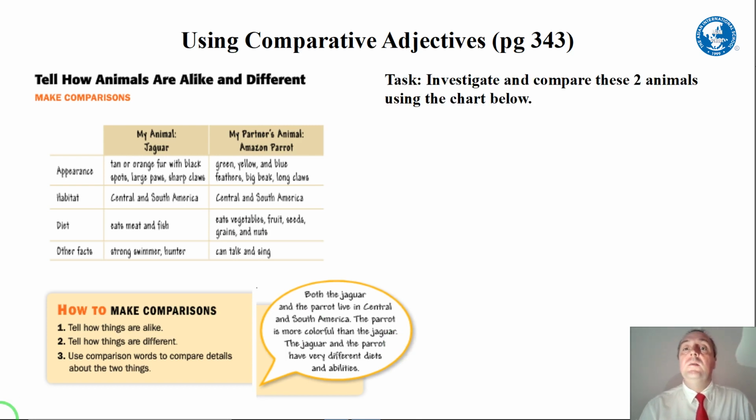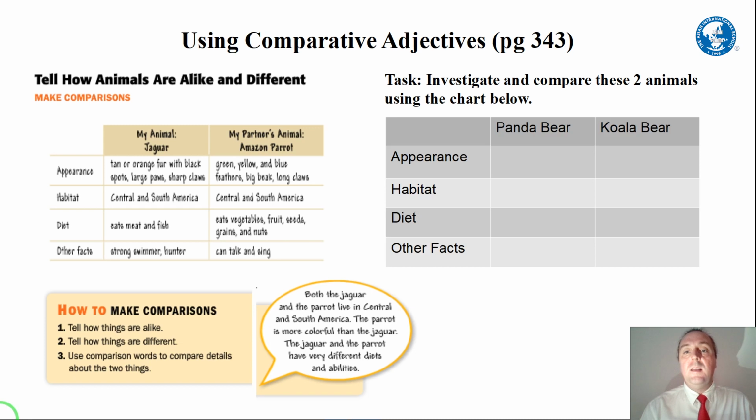Now, let's practice this using this chart. Okay, again, before we used the Venn diagram, the 2 circles, now we're going to compare these 2 animals using the chart, the same as we did over here with the jaguar and the parrot. So let's compare and contrast these 2 animals. So what I want you to do is pause the video for 10 minutes so that you can go on the internet and research these 2 animals, the panda bear and the koala bear.